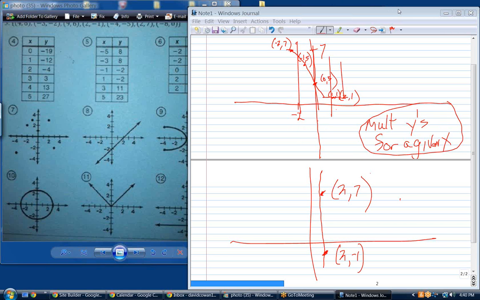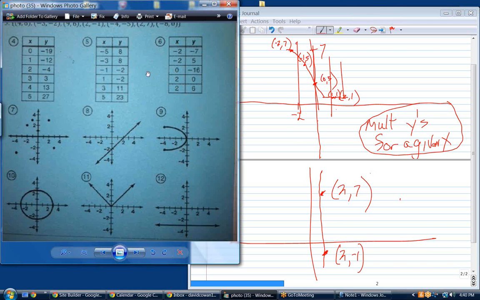Well, I said, I think 4 and 5 are functions except for number 6. 4 has to be a function because there are no multiple x's. Same with 5. There's no values in the x column that duplicate. 6, it duplicates right there. Those first 2 alone make it not a function, plus these 2 here make it not a function.